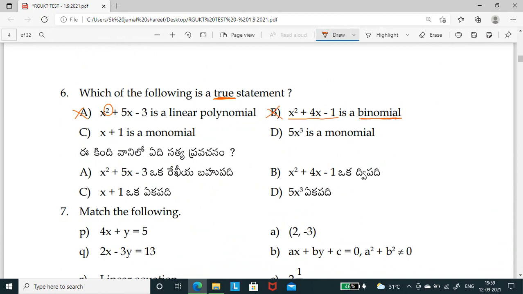Next, x plus 1 is a monomial. Monomial means it should contain only one term. But here we have 2 terms. Hence it is also not the answer. 5x cube is a monomial. 5x cube is a single term. Hence option D is my answer here.